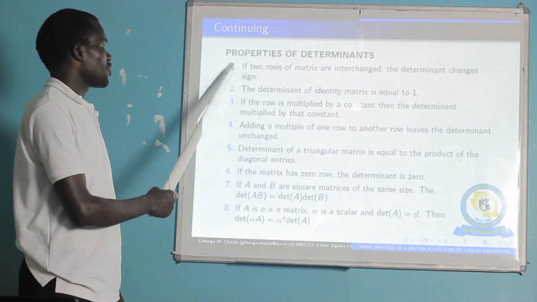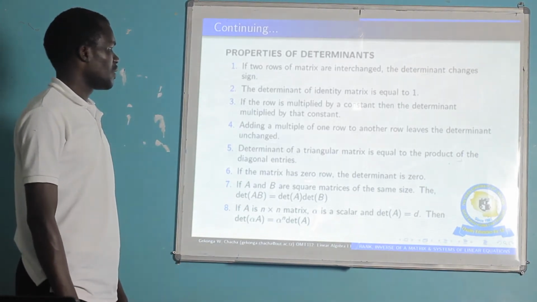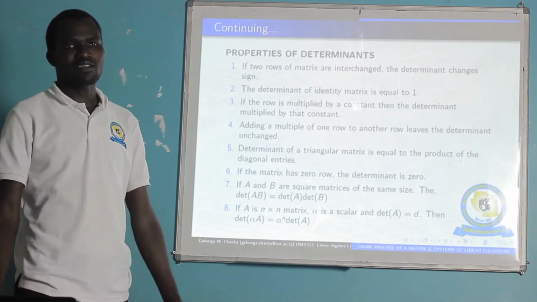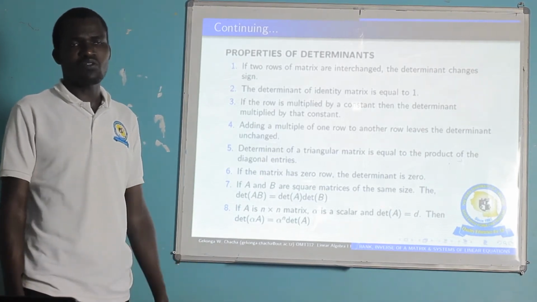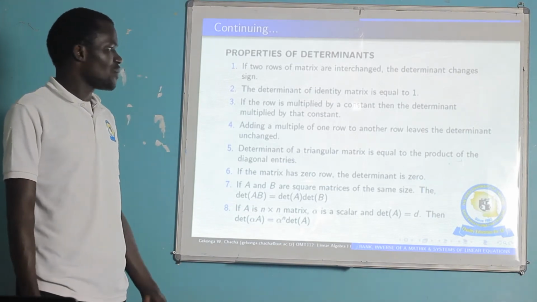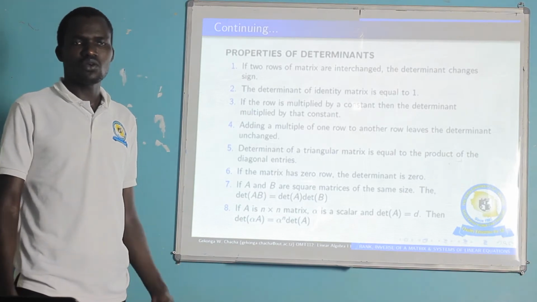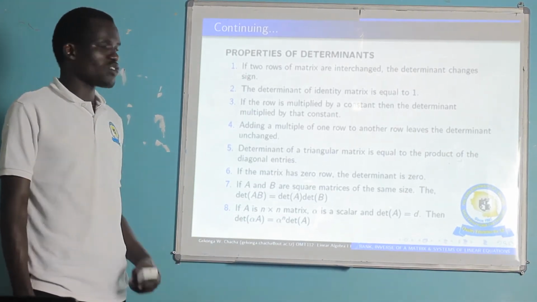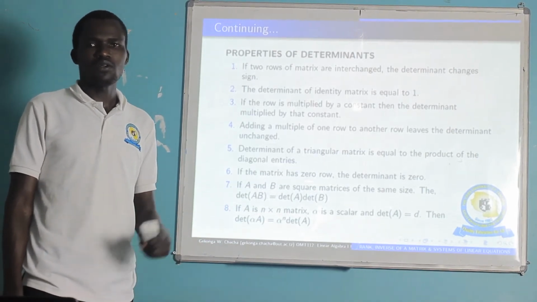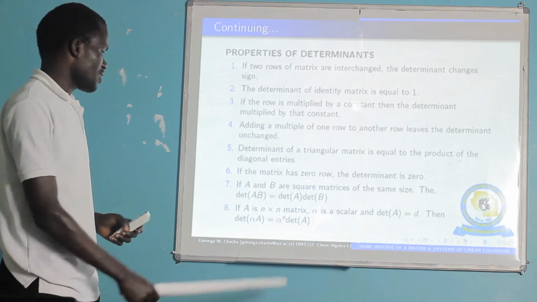For example, you have an identity matrix, and you're asked to find its determinant. Okay, we know by the properties of the identity matrix that the determinant of the identity matrix is 1. So we don't need to calculate, we just use the property that the determinant of an identity matrix is 1. As well as this one.